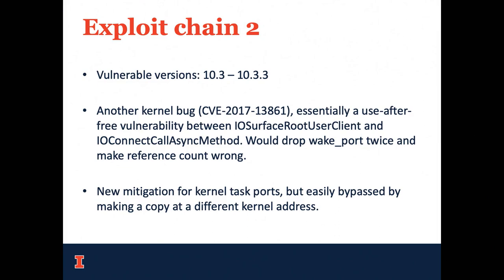But in essence, there wasn't really good code checking. If you called the async method and then checked with another method in IOSurfaceRootUserClient, it would drop the wake port twice, but make the reference count decremented only by 1. So it wasn't keeping track of its references, and you had dangling pointers. In 10.3, there was a new mitigation for kernel task ports, but it was easily bypassed. You just made a copy at a different kernel address, and then you could modify what you wanted there.